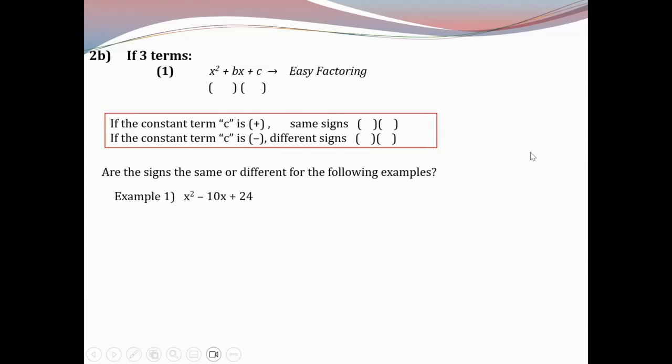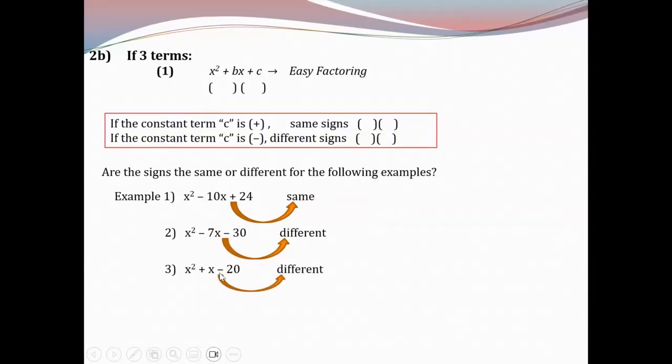For example, example 1, we have x squared minus 10x plus 24. So right away, guys, your eyes should focus here on the constant term, on the plus. If it's plus, they're going to be the same. Number 2, x squared minus 7x minus 30. The constant term is negative, so they're going to be different. Number 3, x squared plus x minus 20: the constant term is negative, so it's going to be different. Number 4, x squared plus 8x plus 15: the 15 is positive, so it's going to be the same.